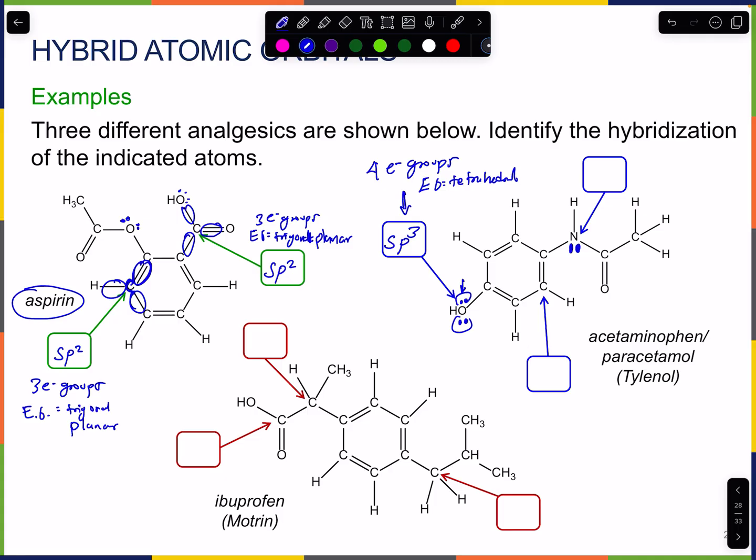Please work all the other examples or all the other atoms there. We can check that in the next class.